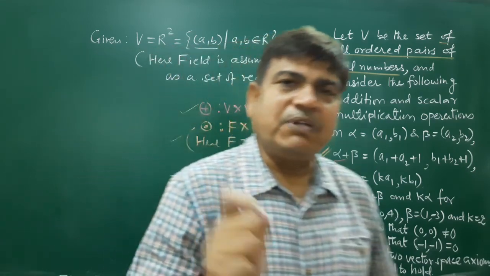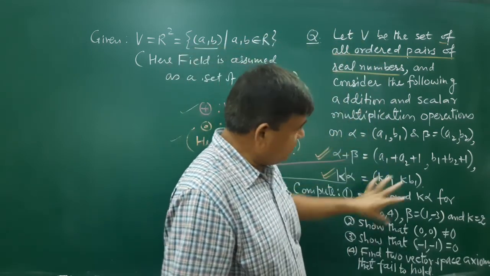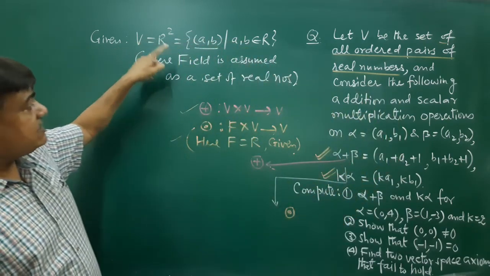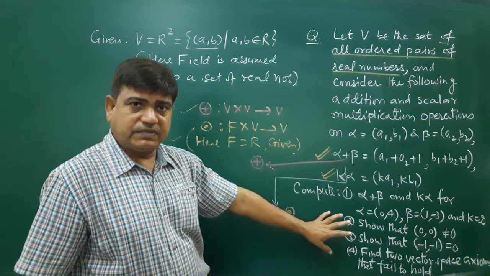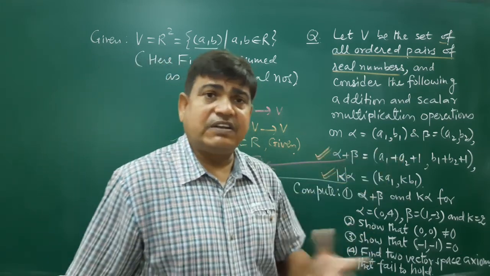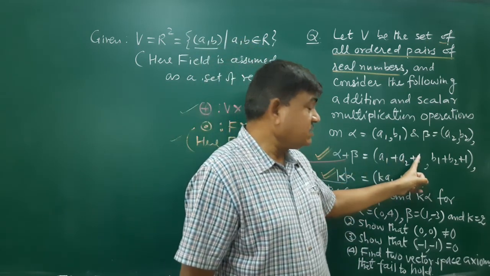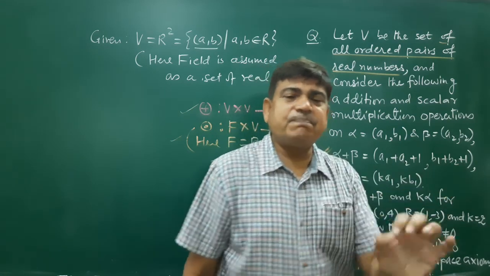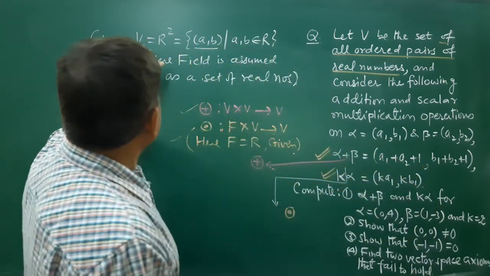This must be in your mind. Whenever you do it like this, if it is given in this manner, it must be clear that V is this, the symbol is this, and we are given this one. Now we consider what is given here, so I will not consider all the things. This is a real number, this is a real number, so this is a sum of real numbers. This is also a sum of real numbers, that means this is a pair of real numbers, and a pair of real numbers is a member of V.